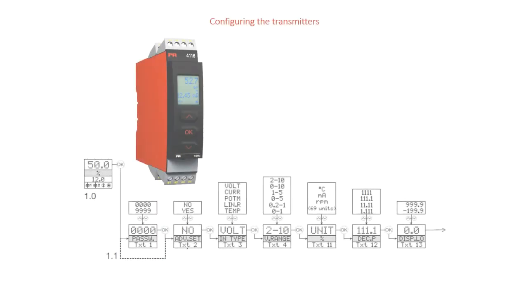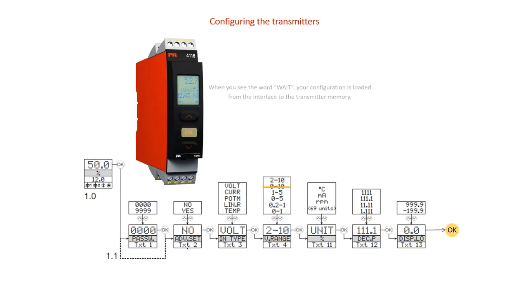This animation clearly shows how to navigate. Every time you press the OK button, the interface advances to the next menu. Press one of the arrow buttons to make a selection, then press OK to advance. After configuring the last menu, press OK and the word Wait appears. The interface downloads your configuration into the module and then returns to operational mode.